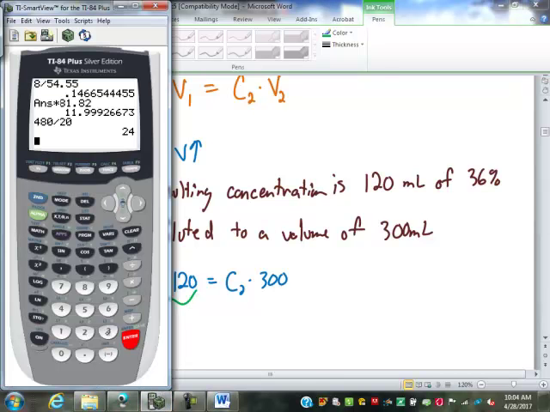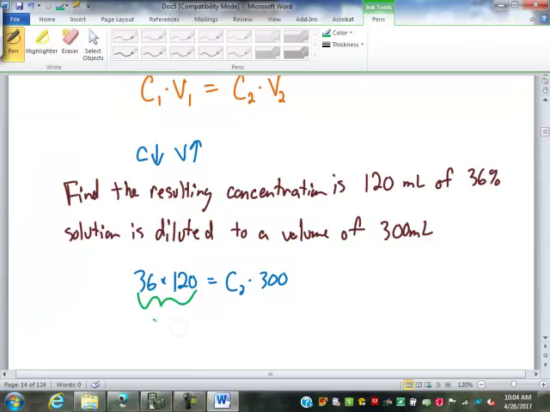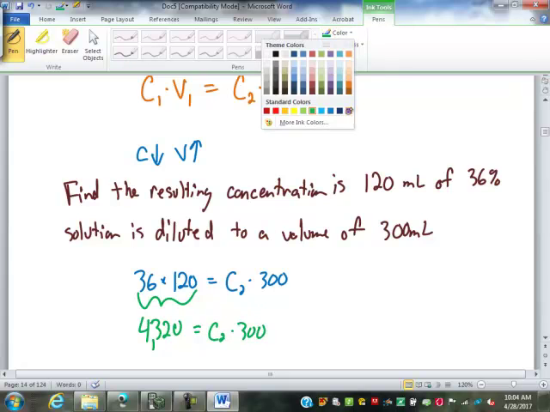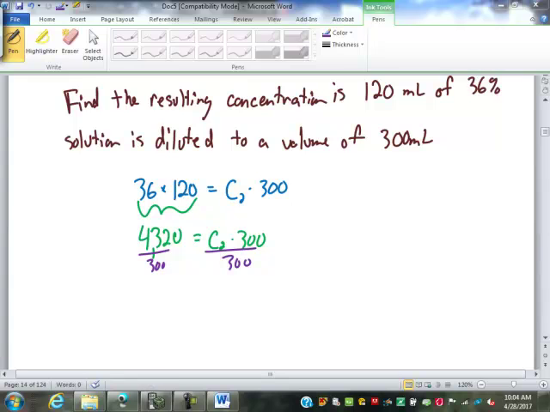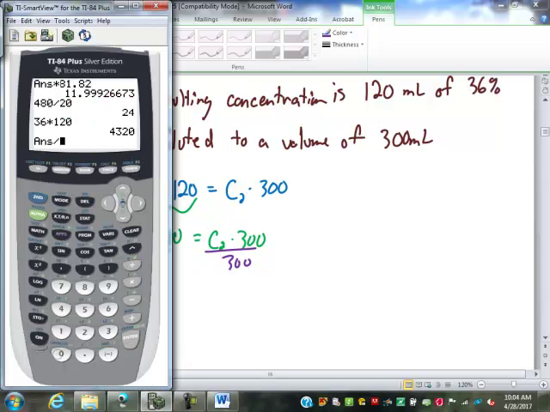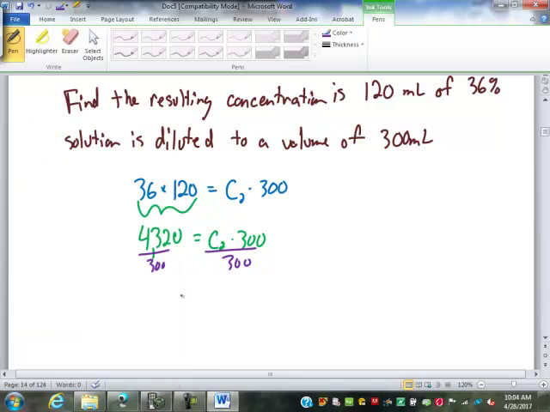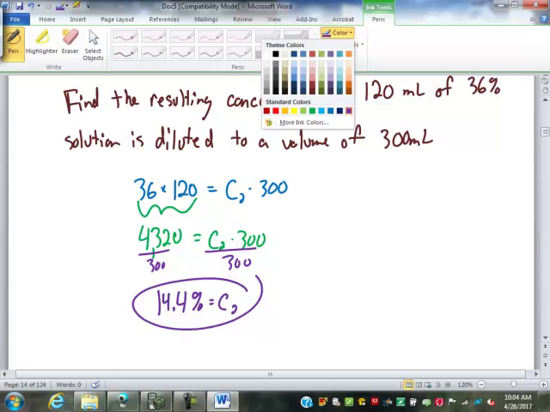We multiplied 36 times 120. It's 4,320. And we divided by 300. So 4,320 divided by 300 is 14.4. So that new concentration was 14.4%.